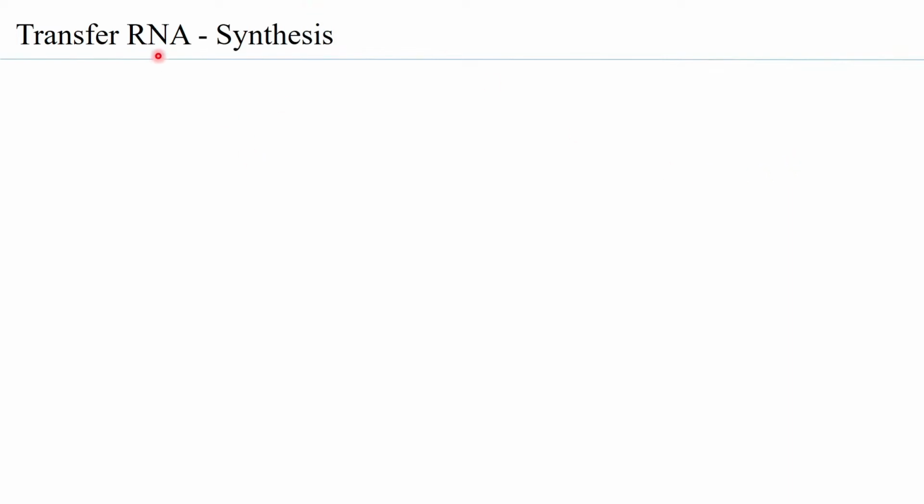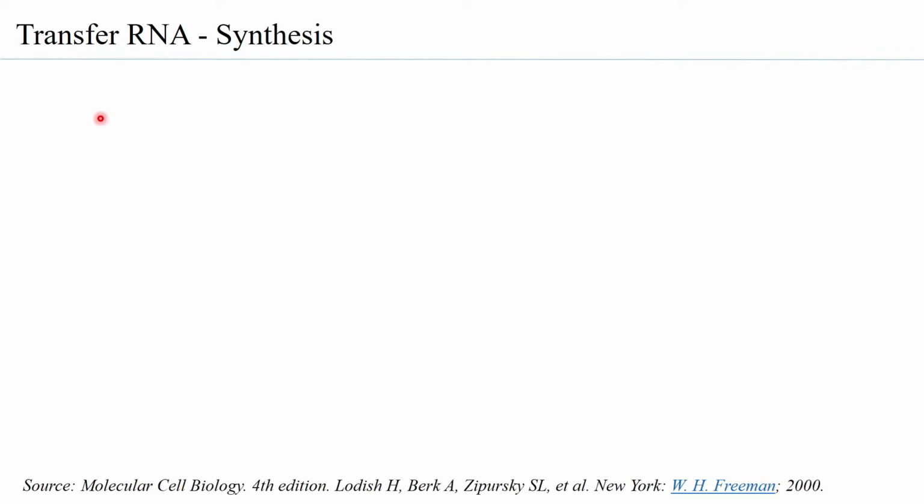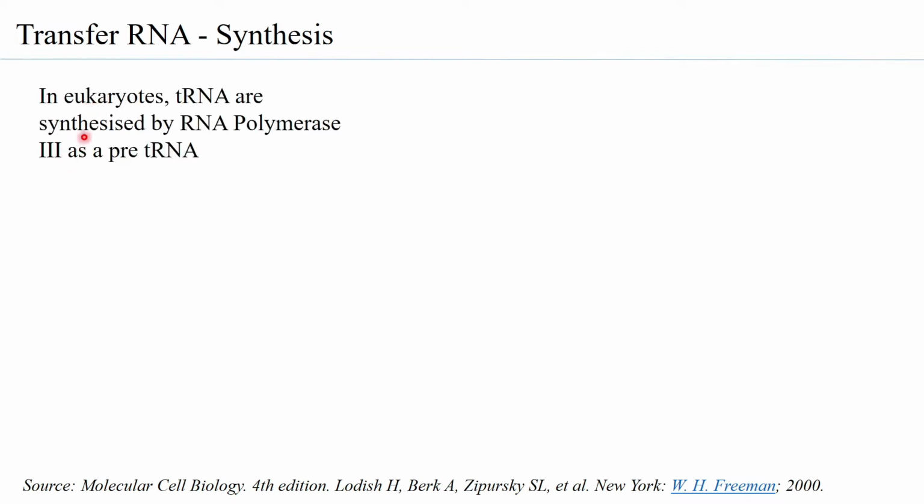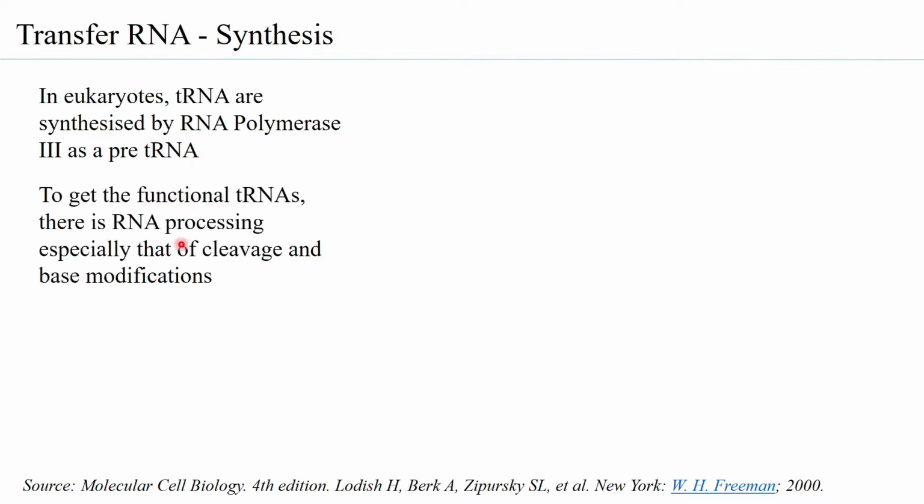Now we look at the synthesis of transfer RNA. In prokaryotes, you will find that it is a single RNA polymerase that is synthesizing all the RNA, whether it is mRNA, tRNA, or rRNA. In eukaryotes, however, the tRNA is synthesized by RNA polymerase 3 as a pre-tRNA. This pre-tRNA has to become a functional tRNA, and therefore there is specific RNA processing happening which involves cleavage and base modifications as well.